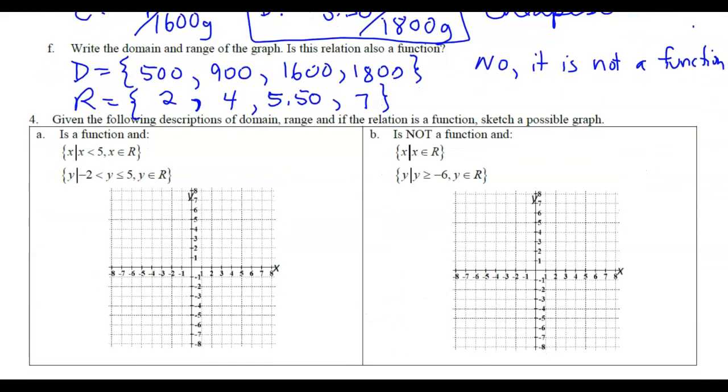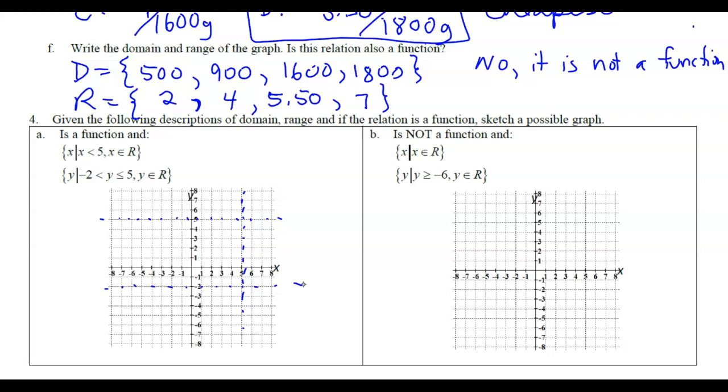Okay. So these 2 questions are like the ones that we gave you yesterday, that extra sheet after your matching game. It says, given the following descriptions of domain and range, and if the relation is a function, sketch a possible graph. So here, x has to be less than or equal to 5. So I'm going to do a dotted line with a pencil. I know I can't have any points above there. So vertically here, that line. My x values have to be to the left of that vertical line I just drew. And y has to be between -2 and 5. Okay, so I'm just mapping it out for myself.